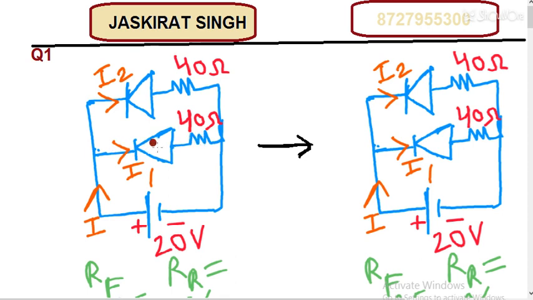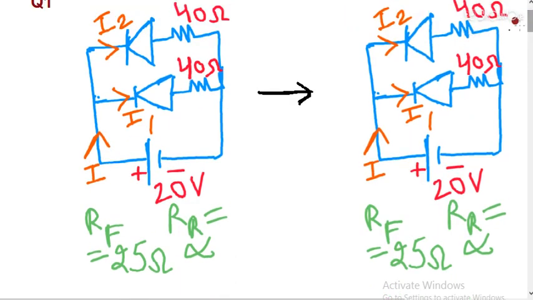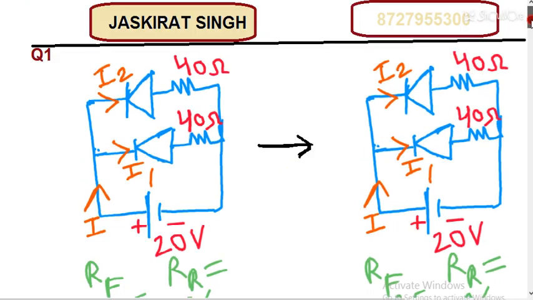In the circuit, you can see R forward is given. That means when the diode is forward bias, that resistance is given to us, and when the diode is reverse bias, that resistance is infinite. So students, I hope you can try these questions. Firstly, I am starting with question number 1.